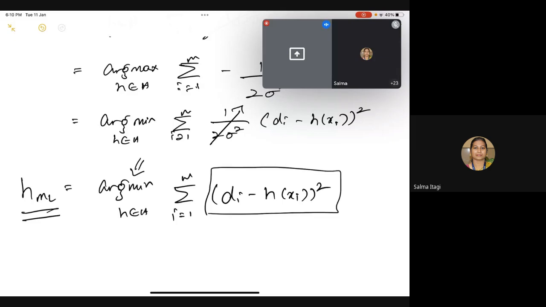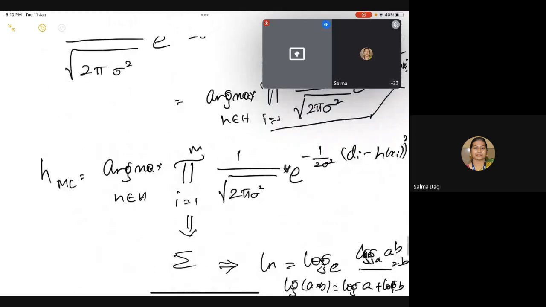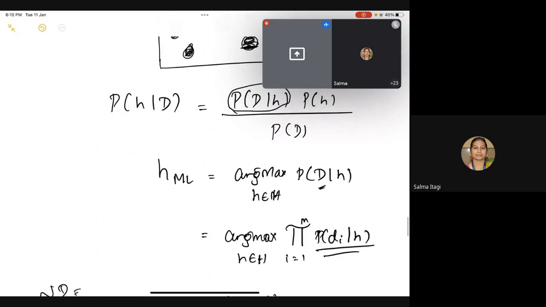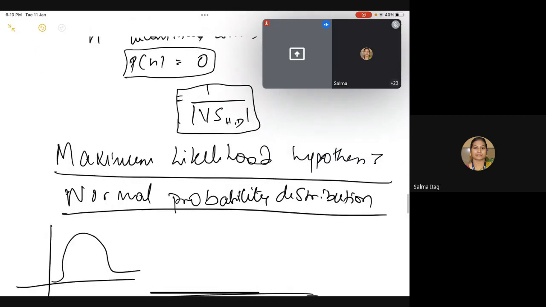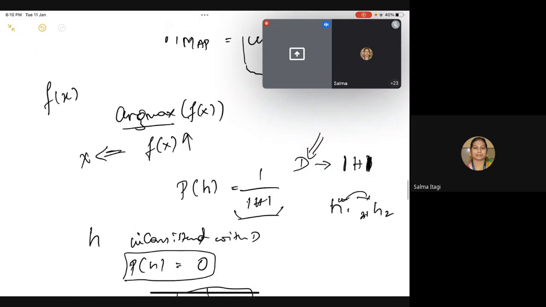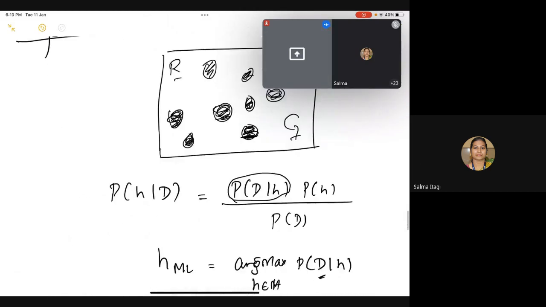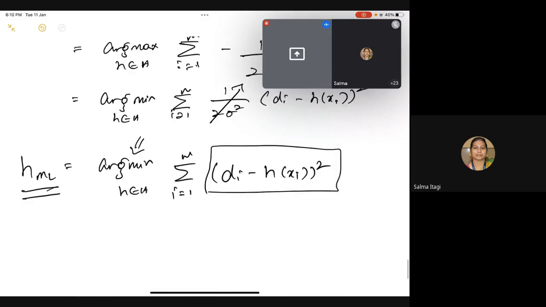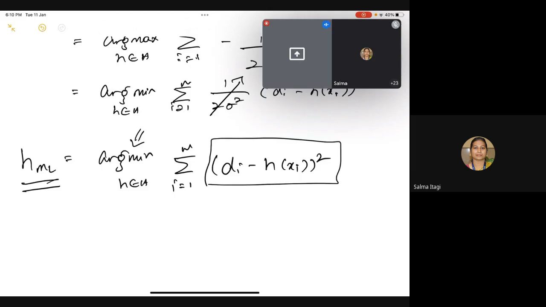Any questions at all? I told you two hypotheses. One is the MAP hypothesis, and another one is the maximum likelihood hypothesis, to find out what is that function which is representative of the data set which you get. Any questions at all?